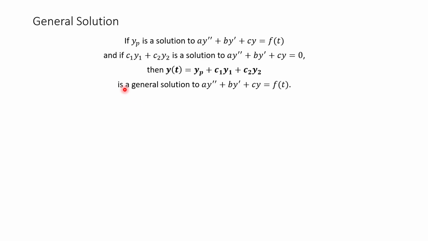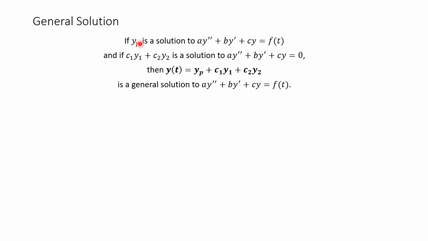All right, so now the general solution, if y sub p, this is a particular solution, is a solution to our differential equation that equals some non-homogeneous term, and then c1y1 plus c2y2 is a solution to our homogeneous equation. So reminder here, we've worked with this in the past. This is our homogeneous linear equation. It equals 0.